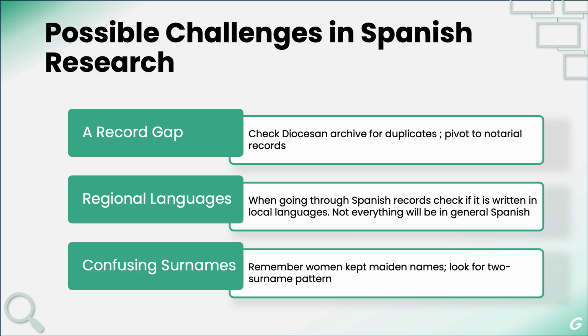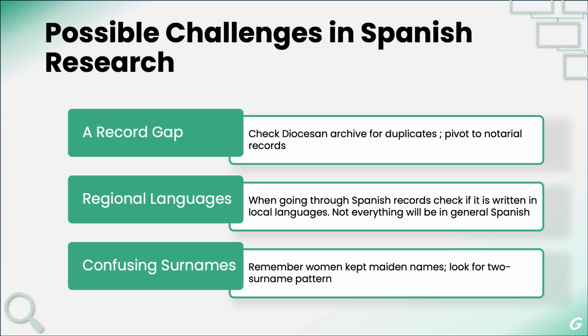So, problem number 1, a record gap. Maybe a book was lost in the Civil War. What do you do? You check the diocesan archive. That's kind of like the regional headquarters for the churches, because they often made duplicates. Problem 2, regional languages. You're in Catalonia and see the word "fill"? Don't panic. It's just Catalan for son, the same as hijo in Spanish.